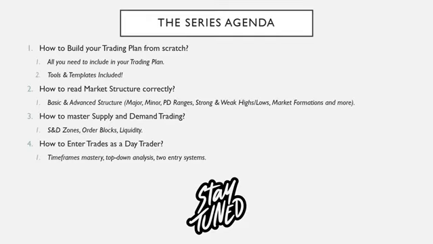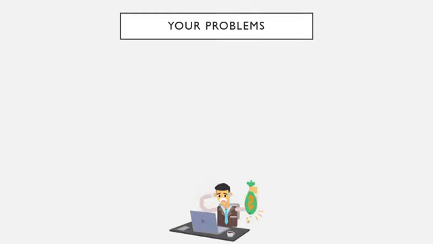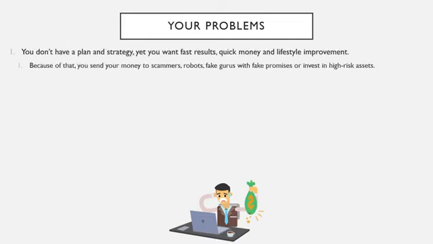All right. So first, I want to address your problems as a trader, right? So you don't have a plan, you don't have a strategy, yet you really want fast results, quick money, and lifestyle improvements, right? So because of that, this is a major mindset flaw. You end up sending your money to scammers, robots, fake gurus that have fake promises, or you invest in high risk assets like cryptos or like robots and anything like this.